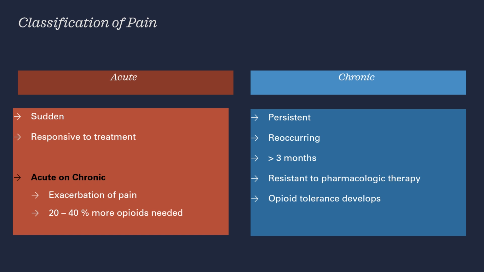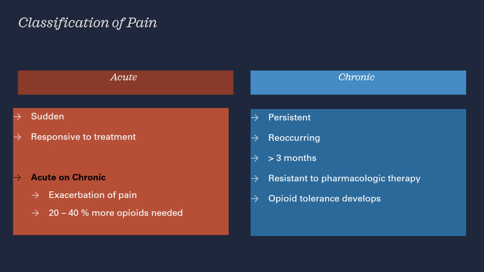This pain is very difficult to treat due to the tolerance of pain and the use of chronic medications and tolerance to those medications. In the case of acute on chronic pain, we often need to administer 20 to 40% more opioid pain medication to treat that acute portion of pain beyond what the individual would normally take to treat their chronic pain.